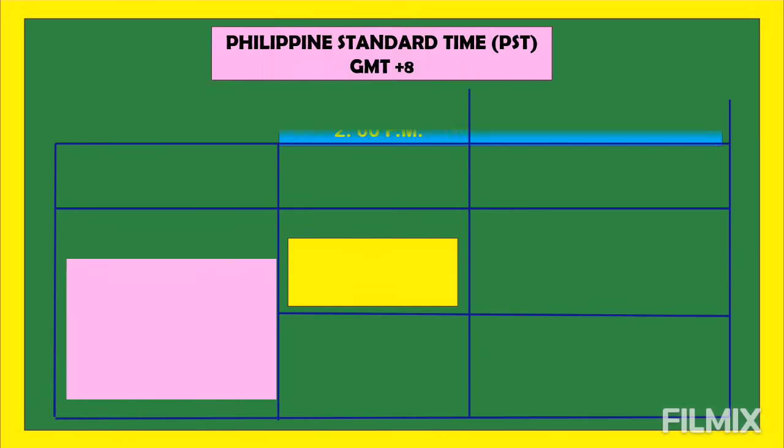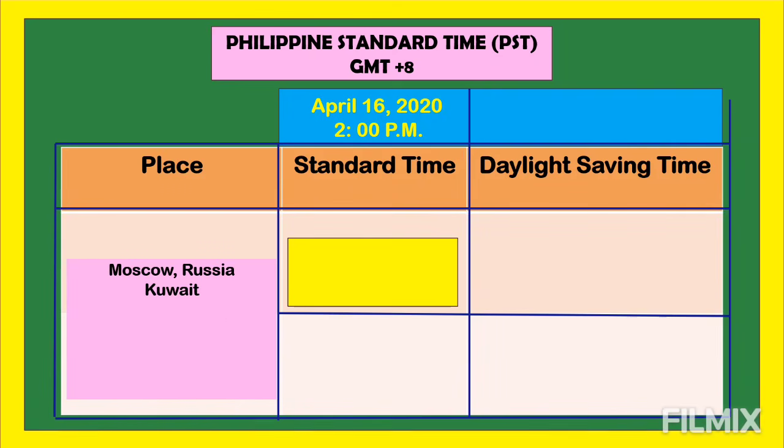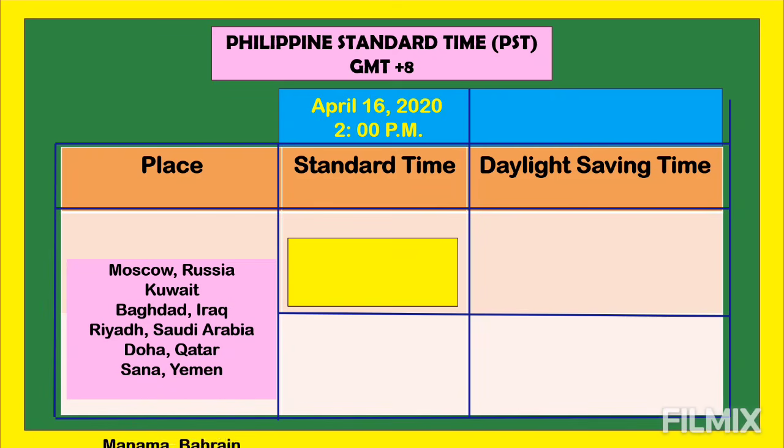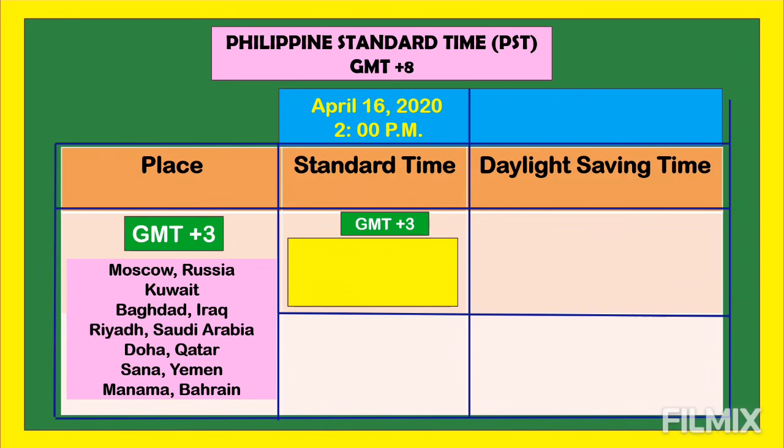Okay guys, next is from Moscow, Russia, Kuwait, Baghdad, Iraq, Riyadh, Saudi Arabia, Doha, Qatar, Sana'a, Yemen, and Manama, Bahrain. If you have some friends and relatives who are living and working there, their time zone is equal to GMT plus 3. If we're going to convert Philippine time to their time, the time difference is equal to 5 hours. So just subtract 5. Philippine time is 2 p.m. Then just subtract the time difference, which is equal to 5 hours.